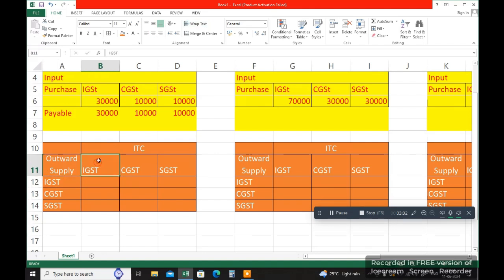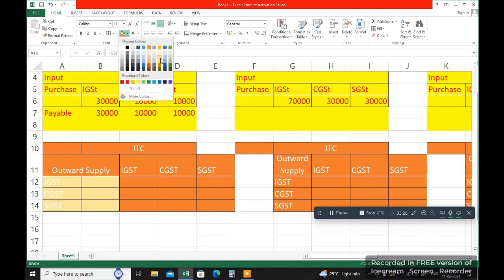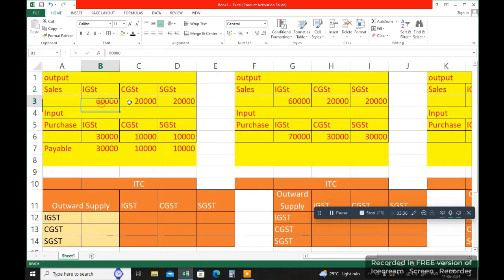One more, just a minute. Create one more, insert here. So we have to create this. This is outward supply. Here on the internet you are getting this type of report, this type of table. Now in this section I'll give a different color to make it easy to see. So I'll use this color. This is IGST, CGST, SGST. Now in this section we have to enter all our output.